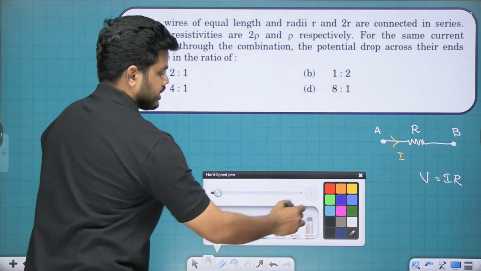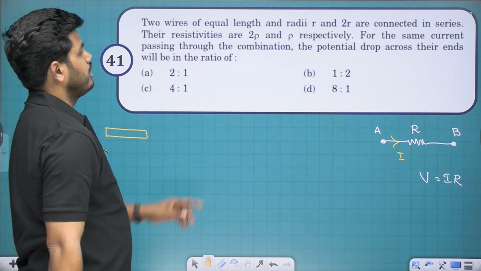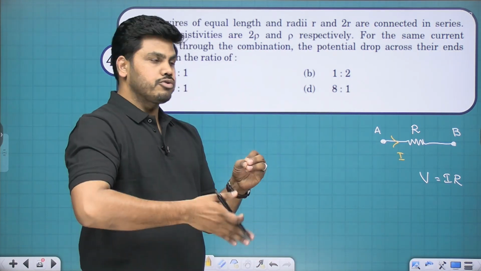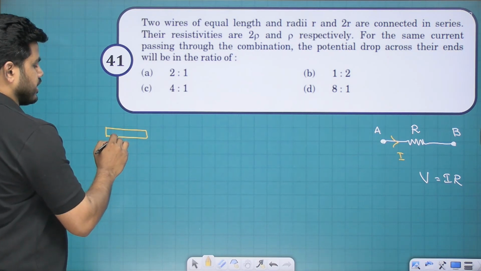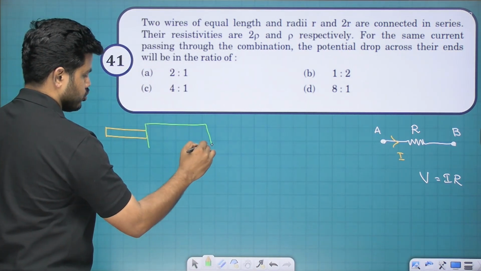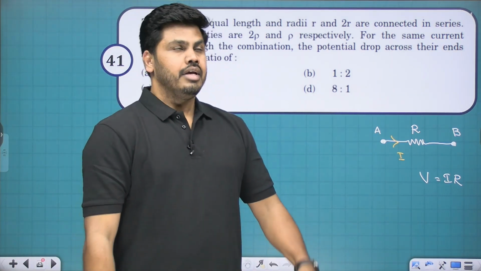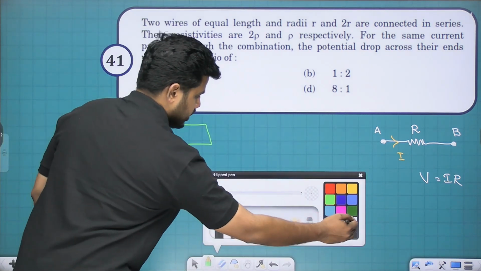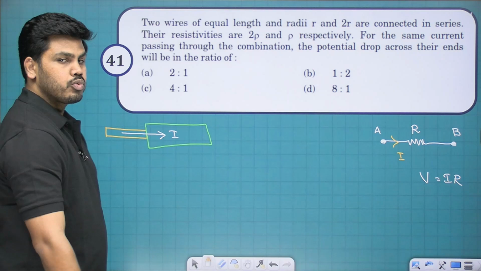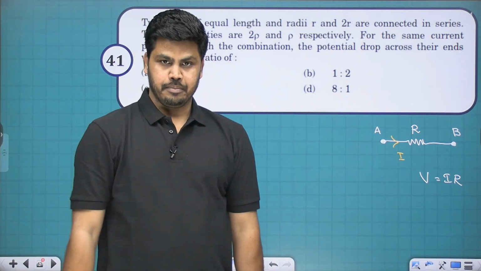You are given two conductors in this question. Both of them have the same length, but the radii of cross section are different. So this is the first conductor, and the second conductor may be a thicker one. These are the two conductors connected in series, same length also given. We know one important point: whenever they are connected in series, we can expect the same current I flowing through them. There is no branching of the circuit.